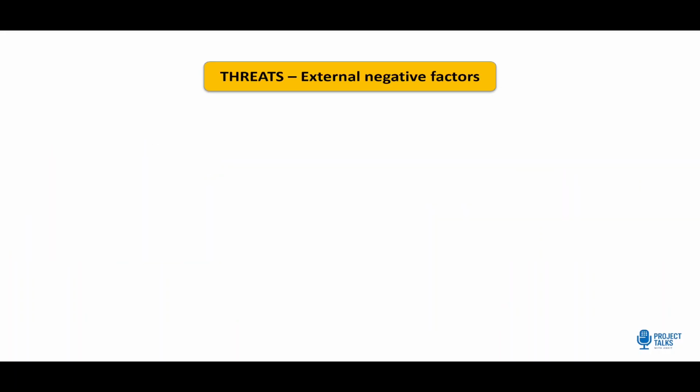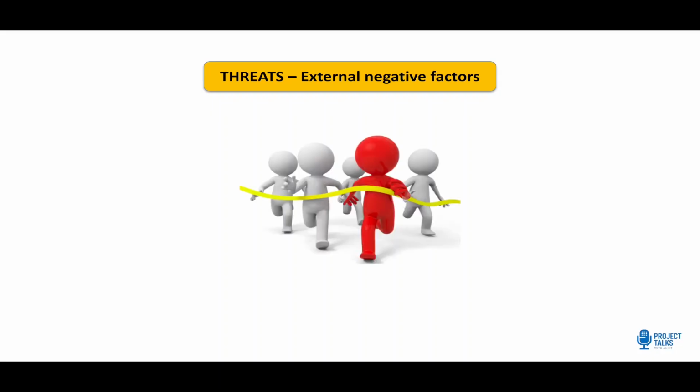Now let's talk about threats. These are external challenges that can harm our project if we don't plan for them. Now, unlike weaknesses, threats usually come from outside the project: competitors, laws, market risk. The trick is to spot them early and build contingency plans. Now, if a competitor launches a similar app before us, they could grab market share and make it hard for us to attract users.